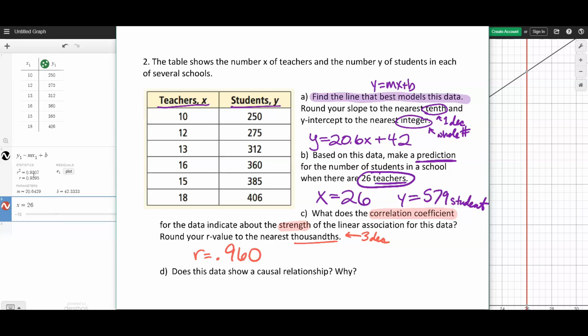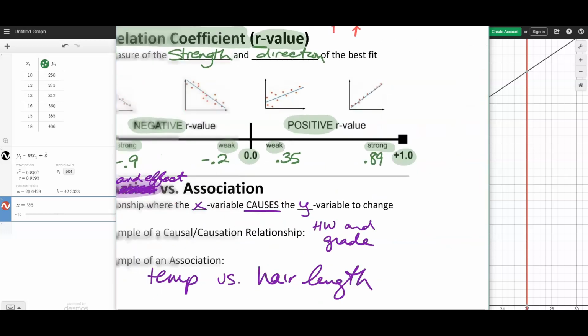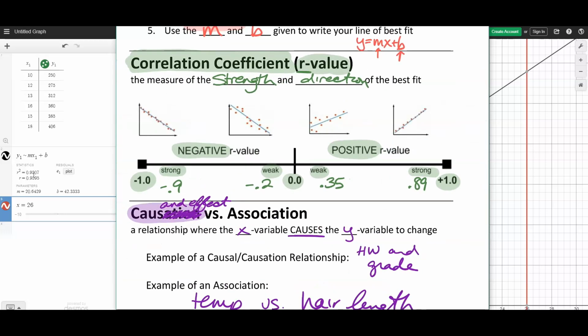Now, we give it 2 adjectives. Is this a strong, weak, positive, or negative? Well, it's super easy to do the positive part because it's a positive number. It's not a negative R value, so we're going to say positive. And then would that number round closest to 1 or to 0? Well, it's 5 or more, so you raise the score. This is strong. Okay, on that number line that we have over here, 0.9 would be approximately right here. That's a strong positive correlation.